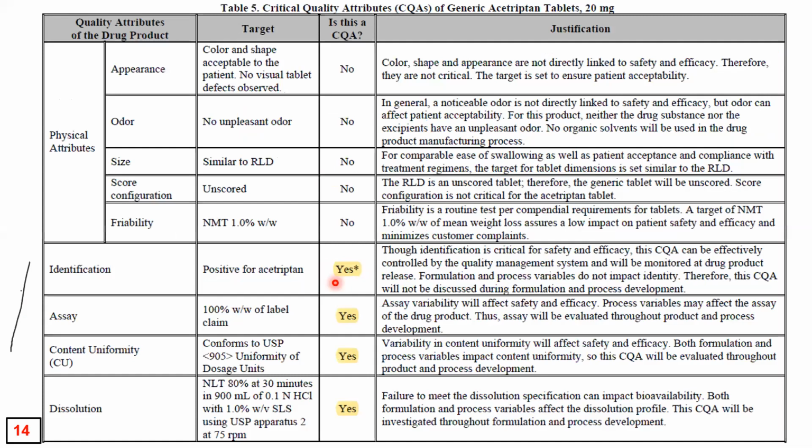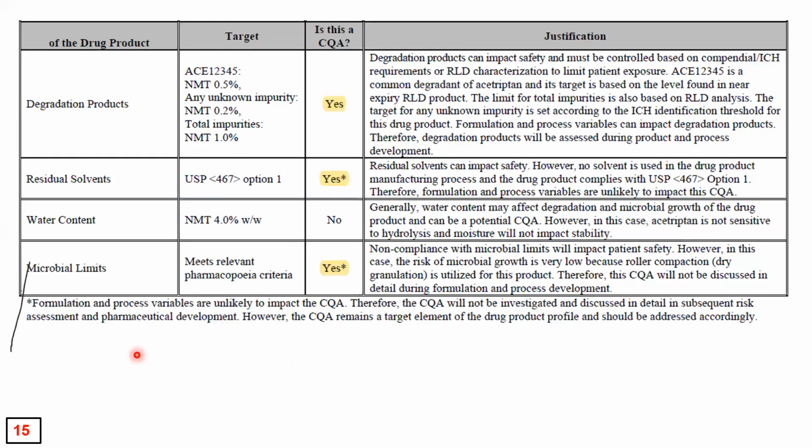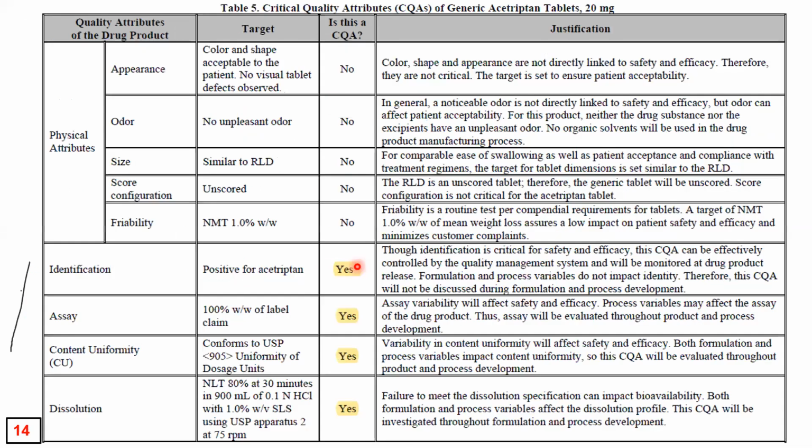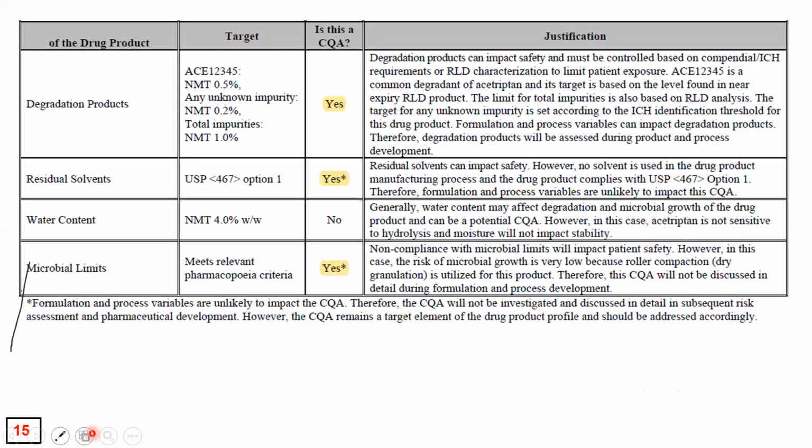One is identification of the drug, one is assay, the next is content uniformity, dissolution, degradation, residual solvents, and microbial limits, right? But there are three star marks here: 1, 2, and 3. So let us recall the control strategy. The fifth element is the control strategy, which clearly says there are some aspects of the dosage form which we know will affect safety and efficacy. However, that can be controlled at the start of formulation. Let us say we know 1, 2, 3, 4, 5, 6, 7, 8. These are all going to influence the safety and efficacy.